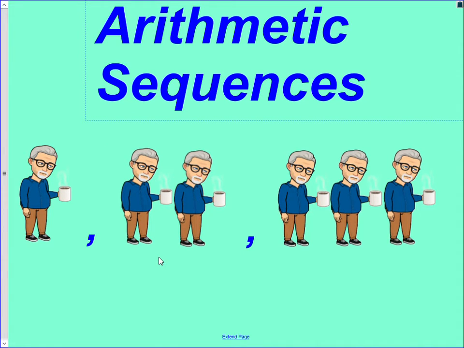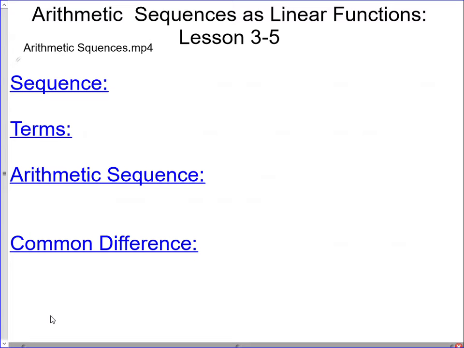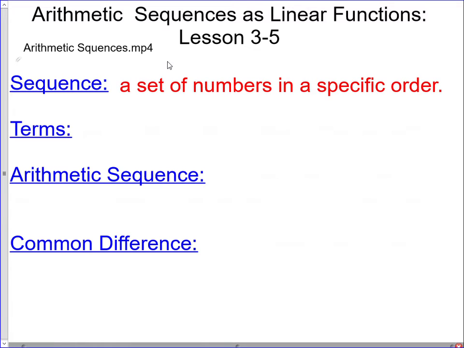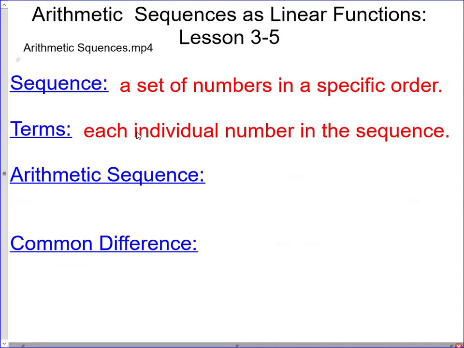All right, today we're going to talk about arithmetic sequences. So let's just get some definitions first. A sequence is any set of numbers in a specific order. Okay? The individual numbers are called terms. So each individual number in the sequence is a term.